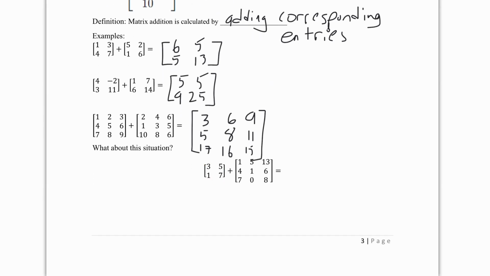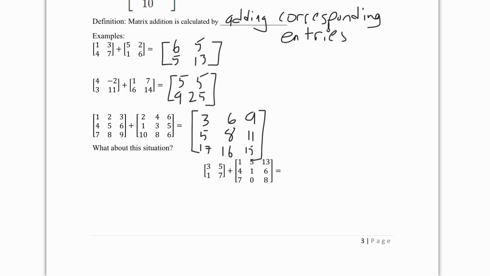3, 5, 1, 7 plus 1, 5, 13, 4, 1, 6, 7, 0, 8. Well, we try to add the 3 and the 1 and the 5 and the 5, but what do we add to the 13? It seems like this whole column over here is going to have nothing to add with.